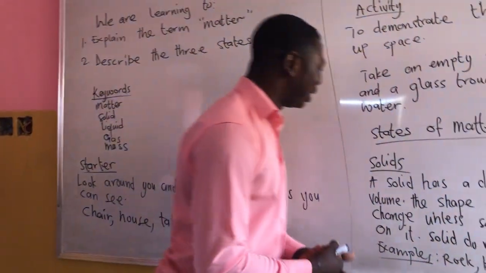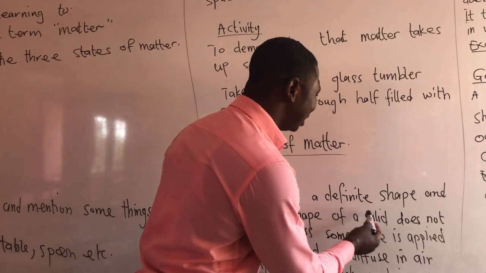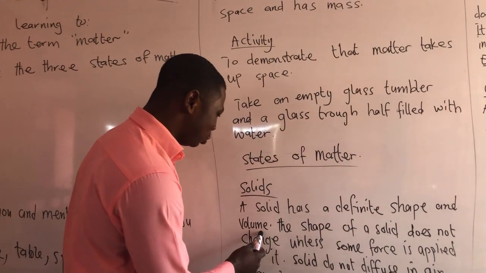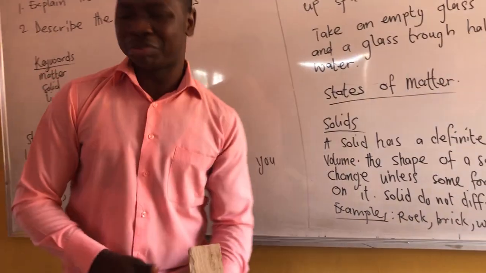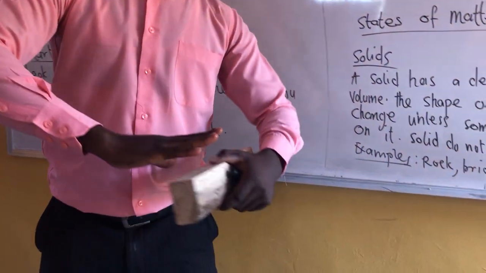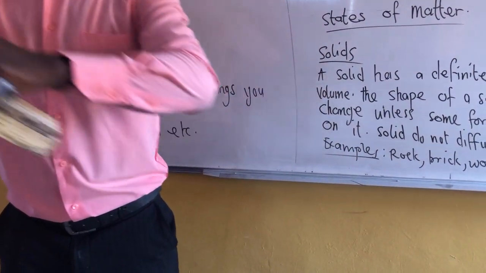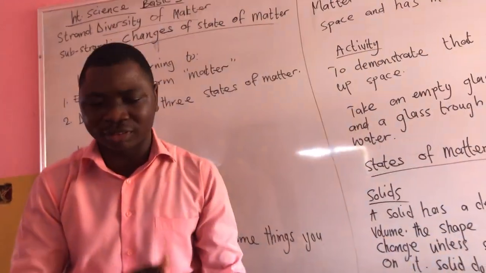So let's first discuss solid. We say a solid has a definite shape and volume. Definite shape means you can measure the shape. It's definite. You can measure it. It's not something that you can't measure. Since we can measure the shape, it's definite.